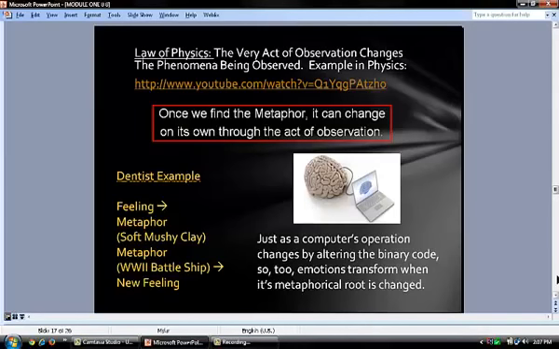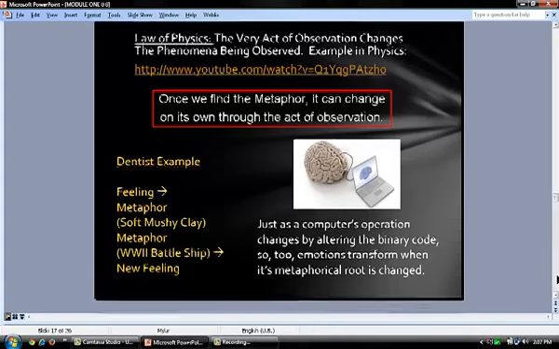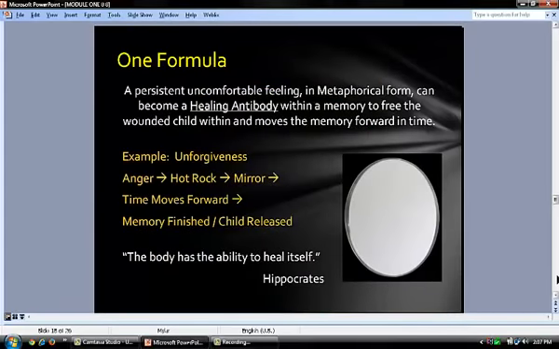When we change the metaphorical roots of our thoughts, feelings, and reactions, the thoughts, feelings, and reactions change automatically because that's the source of our thoughts and feelings and reactions. One of the formulas used in metaphor therapy that at first glance won't make a great deal of sense is that a persistent uncomfortable feeling in its metaphorical form can become a healing antibody within a memory, freeing up the child within and moving time forward. Now, you don't have to understand this just yet. I'll explain it so it makes sense.